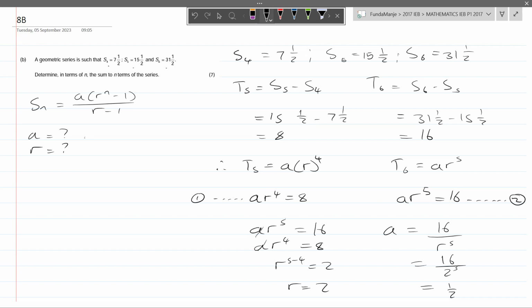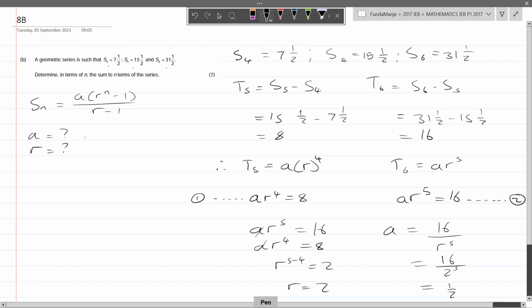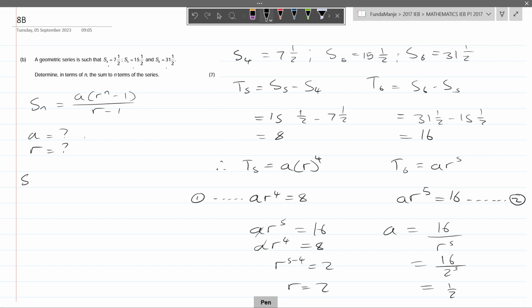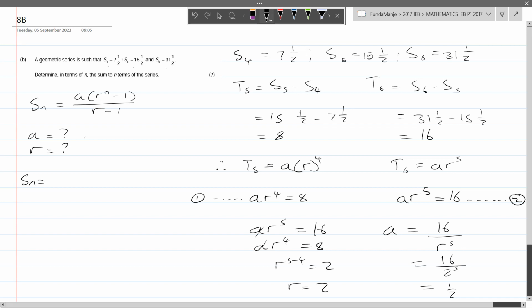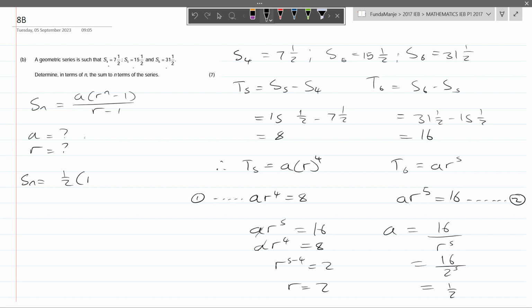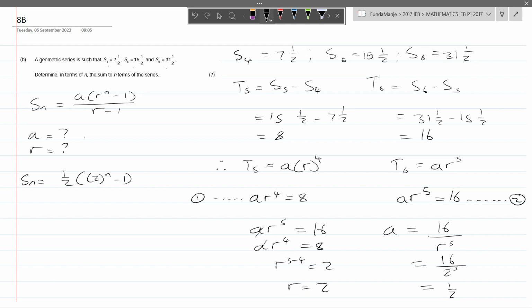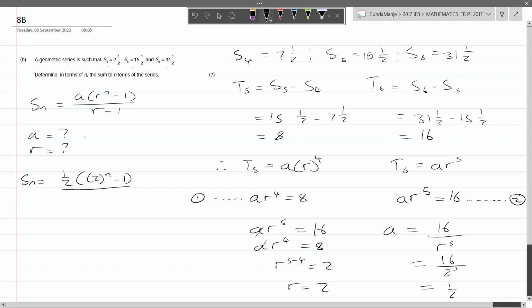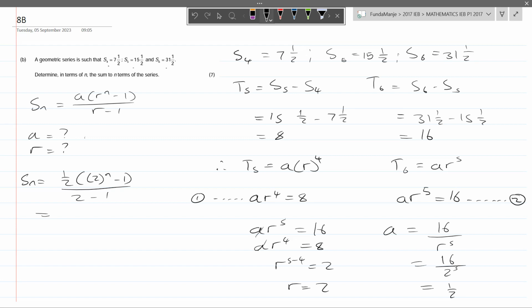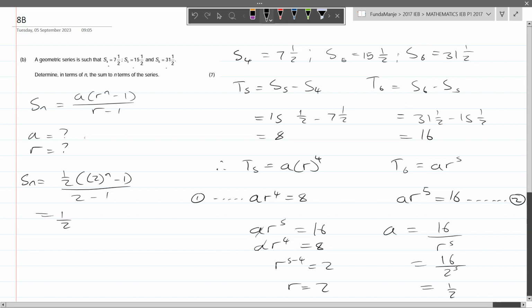And that's about it. So that's your a and that's your r, and then you can rewrite your final formula, and that would be Sn is equal to a, which is a half, times r, that is 2 to the power of n minus 1, all over r minus 1, which is 2 minus 1. So that can be simplified to 1 over 2 times 2 to the power of n minus 1.